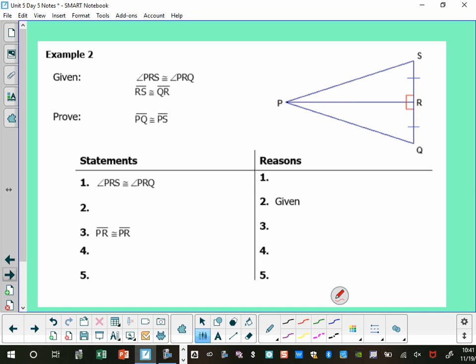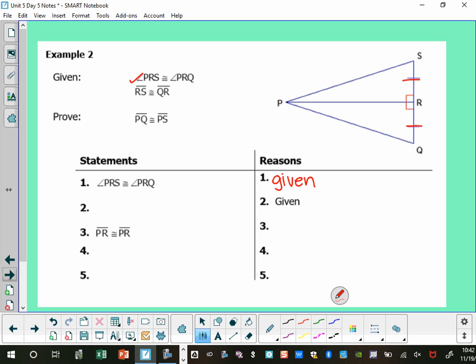Alright, let's see if we can mark anything on our picture. It says angle PRS is congruent to angle PRQ. Okay, I don't have to mark anything there. RS is congruent to QR. They've already marked those hash marks, so we don't really have to do too much yet. Alright, so angle PRS is congruent to angle PRQ. How do I know that? What's my reason, guys? It's given. Remember, we're always looking for given first.